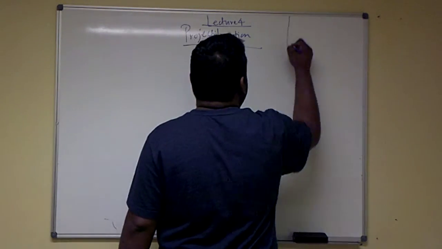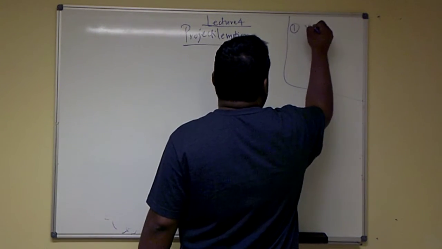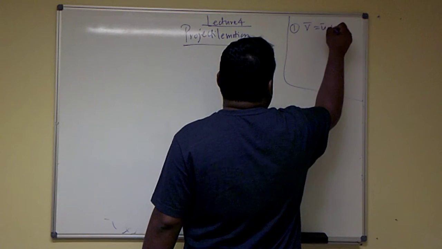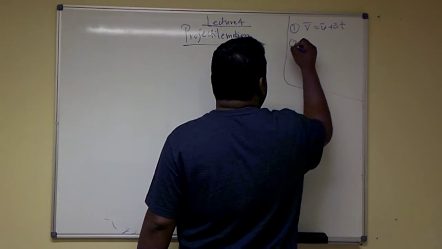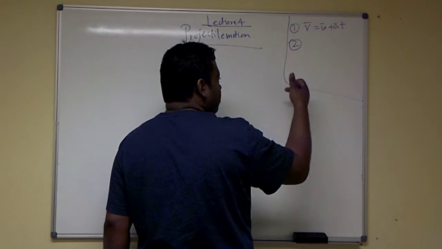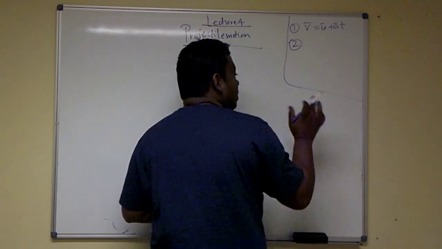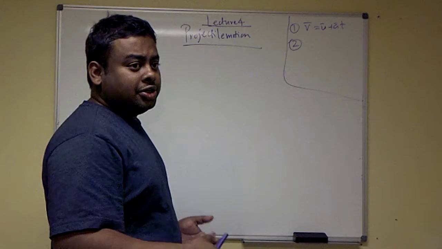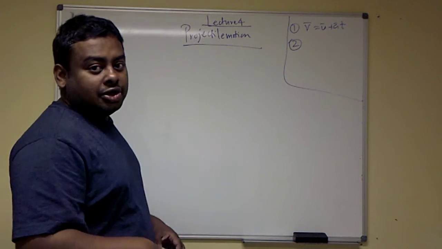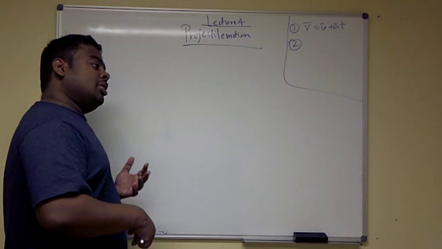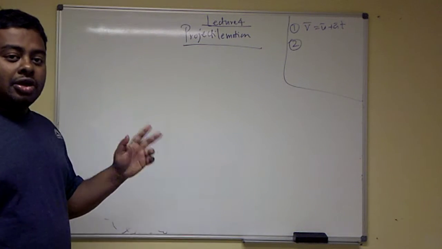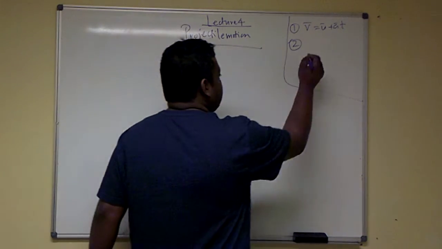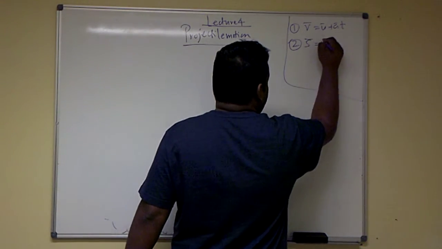Again, my equations of motion, all in vectorial format. v vector equals u vector plus a vector times t. I'm not going to tell you what these quantities are again and again. I think now all the assumptions are known. The initial and final velocities, the time it takes to go from initial to final state, everything is known. The second equation is about displacement, those kinds of things are known now.